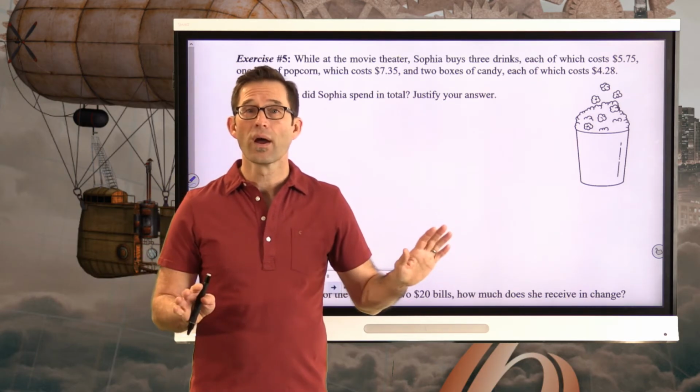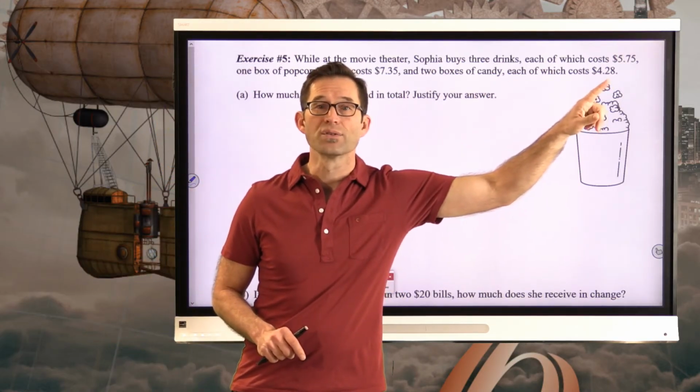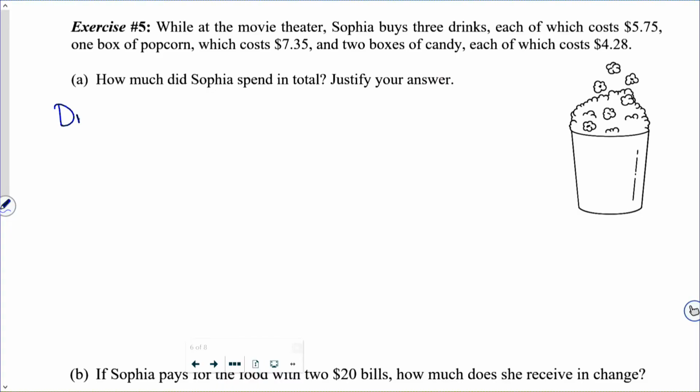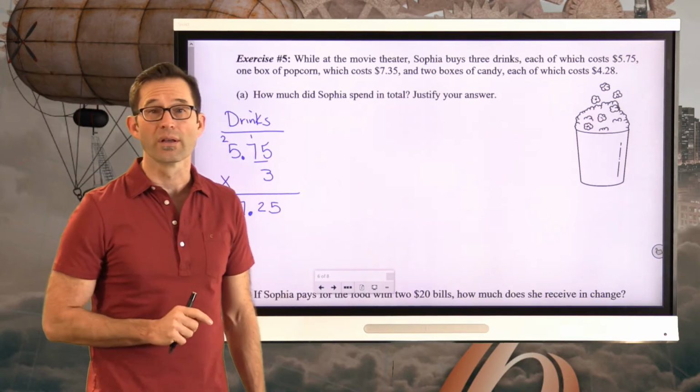So first things first, let's figure out how much Sophia spent on drinks. She bought 3 drinks, but each one of them cost $5.75. So let's figure that one out. We've got the drinks at $5.75, those sodas are always so expensive, times 3. We've got 15, carry the 1, 21, 22, carry the 2, 15, 17, 2 decimal places. So there we go. Sophia spends $17.25 on drinks.